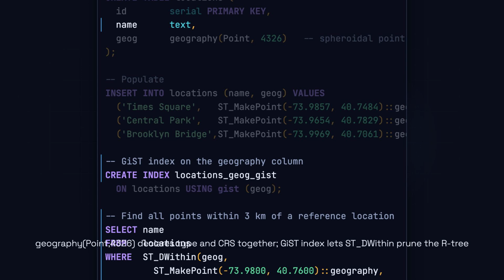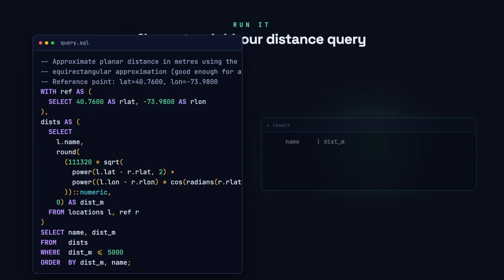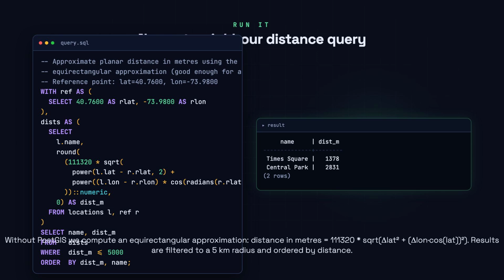The GiST index is what allows ST_DWithin to prune the R-tree instead of scanning every row. Distance is in meters because the type is geography, not geometry. The WHERE clause filters to a 5-kilometer radius. The equirectangular formula multiplies degrees by 111,320 meters per degree, correcting longitude by the cosine of the latitude, so the closest location appears first.